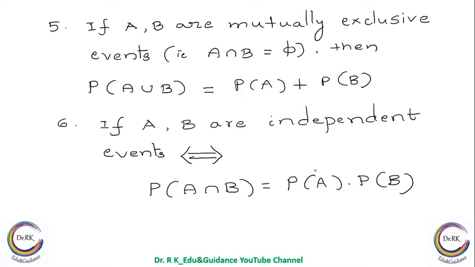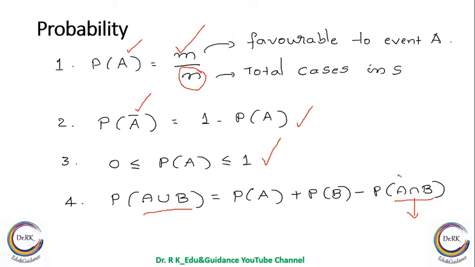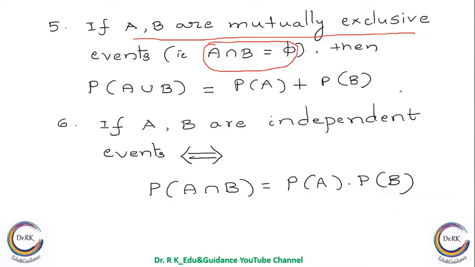The other two kinds of events we discussed are mutually exclusive events and independent events. What are the conditions related to them? If A and B are mutually exclusive events, it means there is nothing common between the two events, that is, A intersection B equals the null set. Then its probability becomes 0. So simply, P of A union B equals P of A plus P of B.